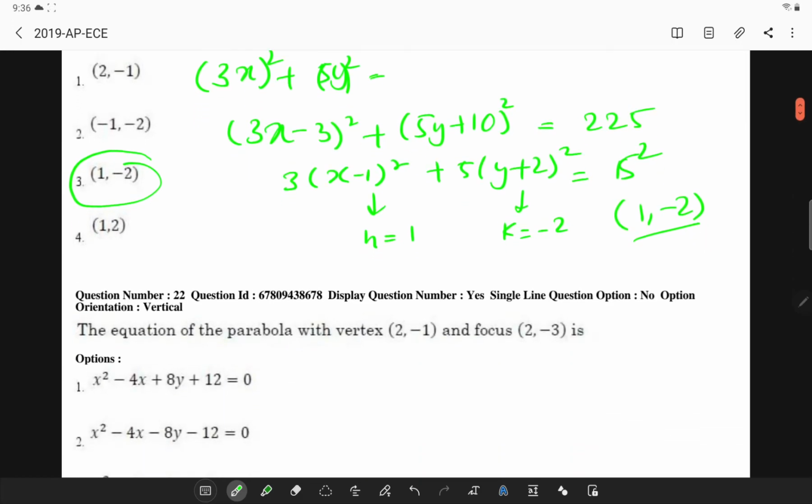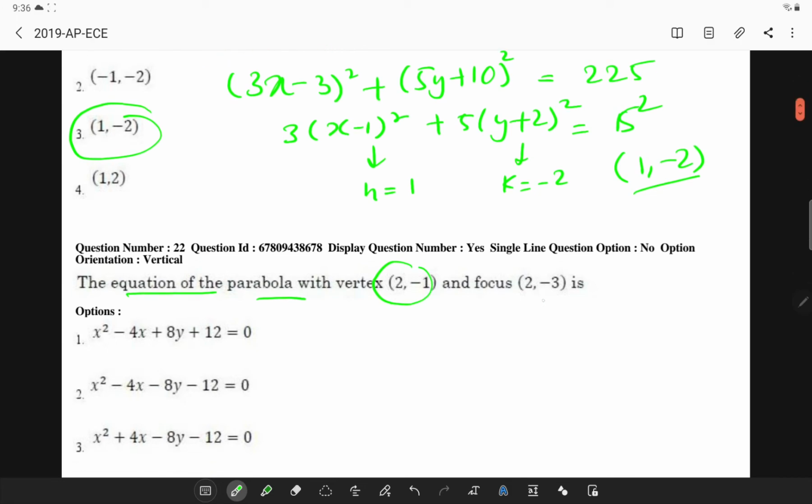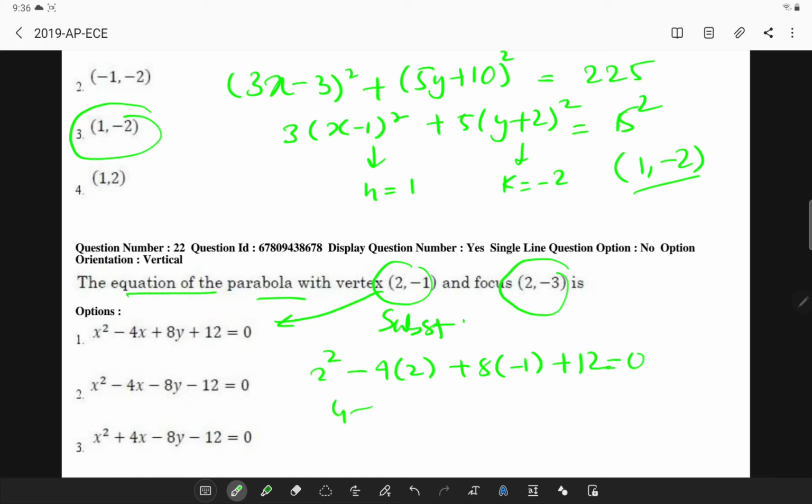So the next question: find the equation of parabola with vertex 2 comma minus 1 and focus 2 comma minus 3. In this sort of problems we can even try to go with substitution. If you substitute x is equal to 2 and y is equal to minus 1 here, you will be left with 2 square minus 4 into 2 plus 8 into minus 1 plus 12 is equal to 0. So 4 minus 8 minus 8 plus 12, this is equivalent to 0. So I can simply write this as my answer.